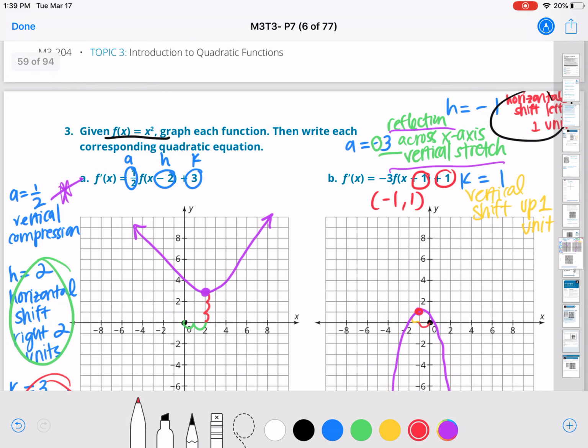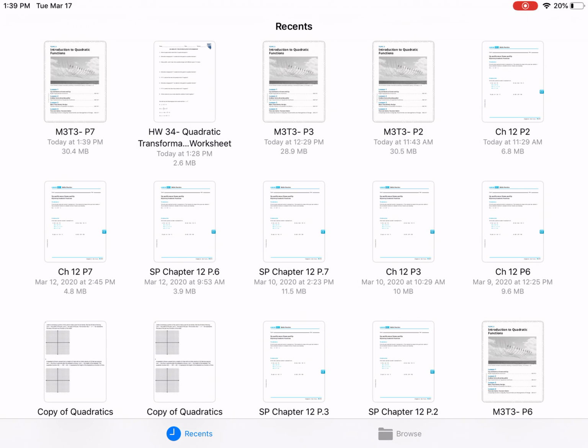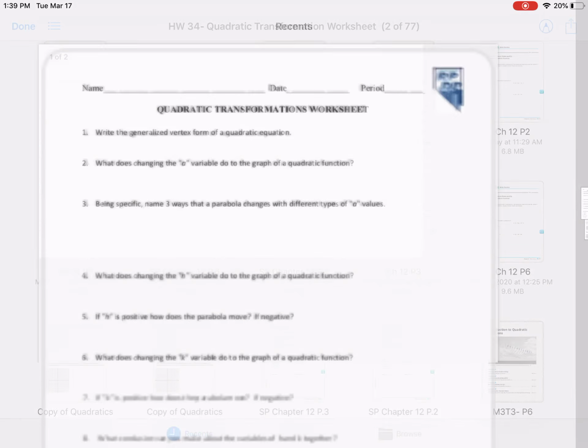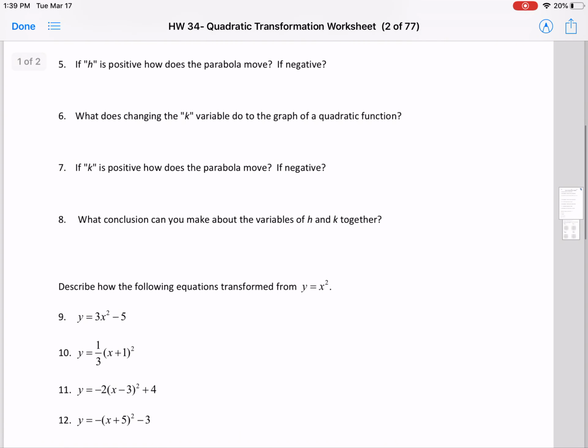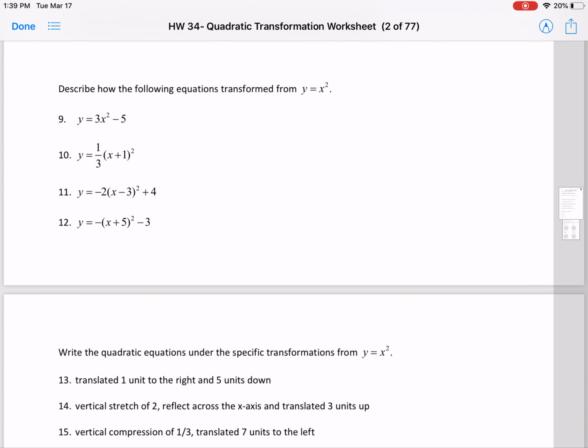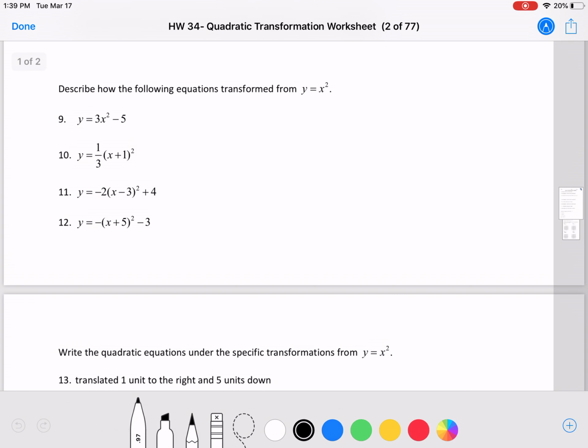Your homework is essentially this. Let me show you a problem on your homework. It's the worksheet that I've attached to this announcement. You could print out the worksheet, do it on there, or you could do it on a separate sheet of paper. You're doing all the odds starting with number 9. So I'm going to do some of the evens for you.